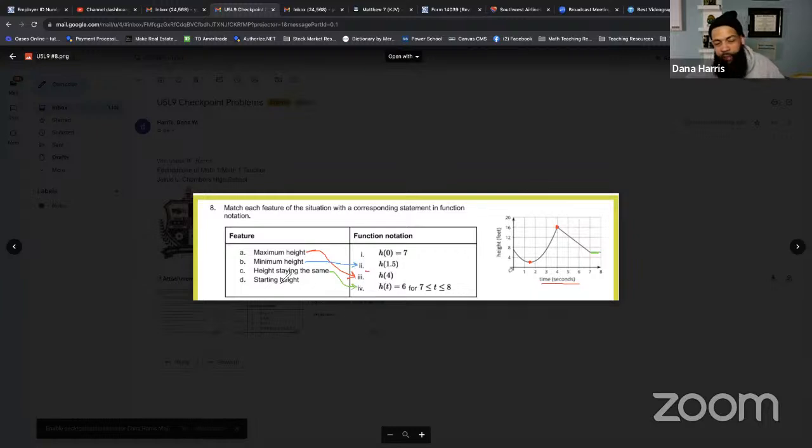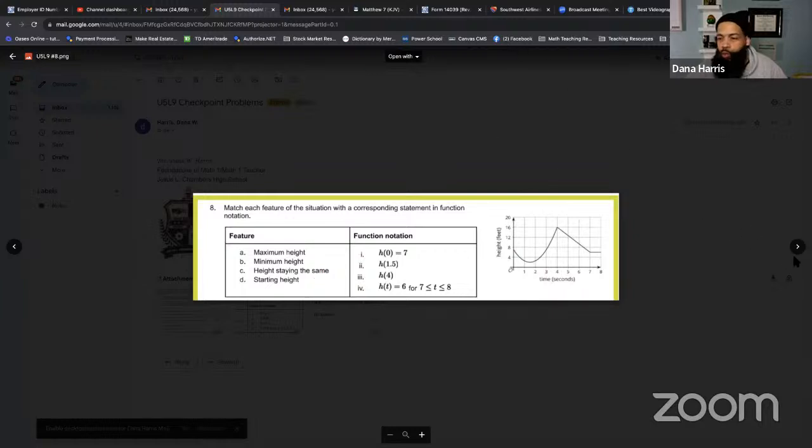Okay. And then now it leaves with the starting height, which, as we can see, the starting height is here. Boom. So that would be h of 0 equals 7. Okay. Make sure that your features of the graph match with your function notation and they match with the description. Also, remember your time, your independent values on your x-axis. So make sure that you look out for that when you are matching these type of statements with the graph.